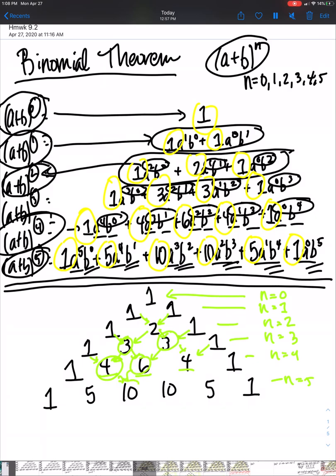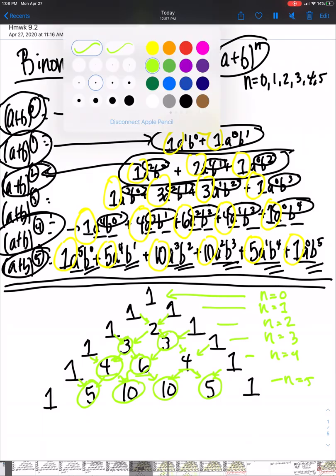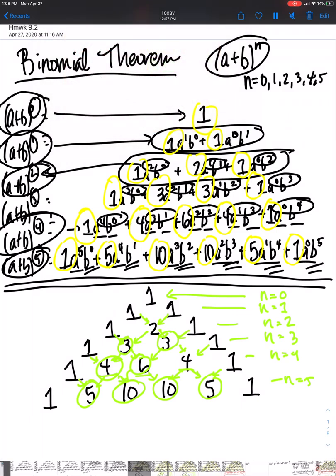So then I got 4 plus 6 is 10. I got 4 plus 1 is 5. 6 plus 4 is 10. 4 plus 1 is 5. So there is a pattern here that forms from this triangle, and we can just keep going. Right? This doesn't stop. So we're going to make the next line, which would be n equals 6.